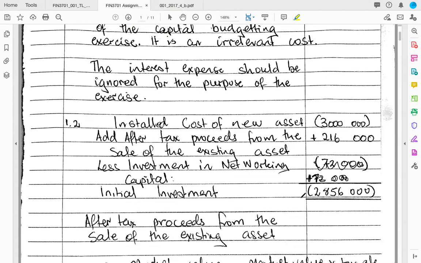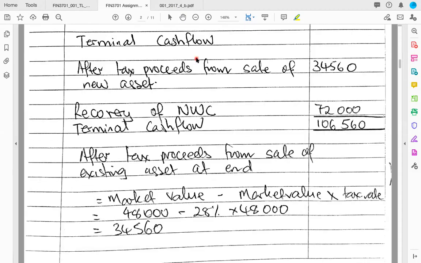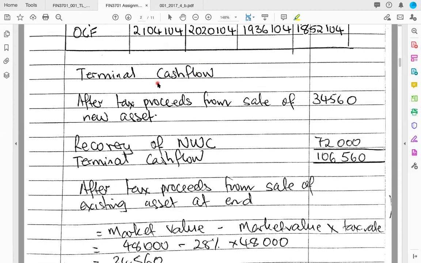Meaning money actually came in as a result of change in net working capital. That would mean that when we are now doing our terminal cash flow calculation, that money that came in would now be going out. So we would now put it as a negative. Okay, that's just the alternative.